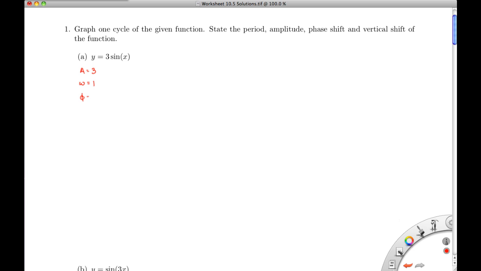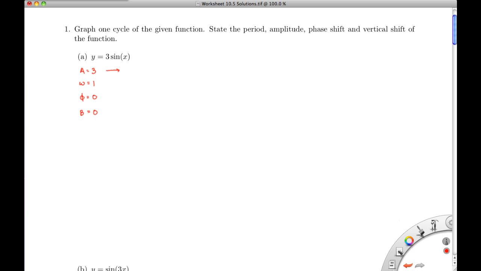Phi is the number being added to the x term inside the parentheses in the argument. And in this case, there is nothing, so we'll just put a 0 there. And then b represents the value that's being added to the entire function. In this case, it's not there either, so we just put a 0 there. So given these values, let's see how we interpret these for the characteristic amplitude, period, phase shift, and vertical shift.